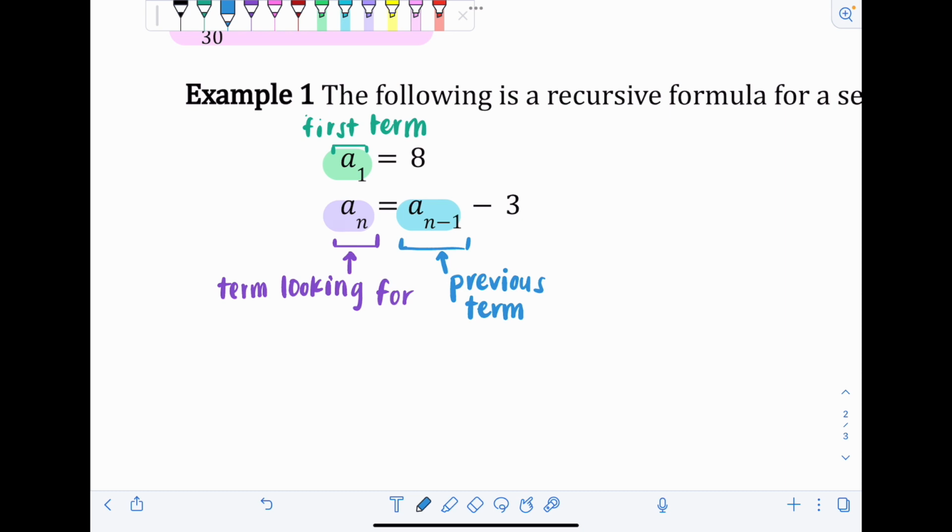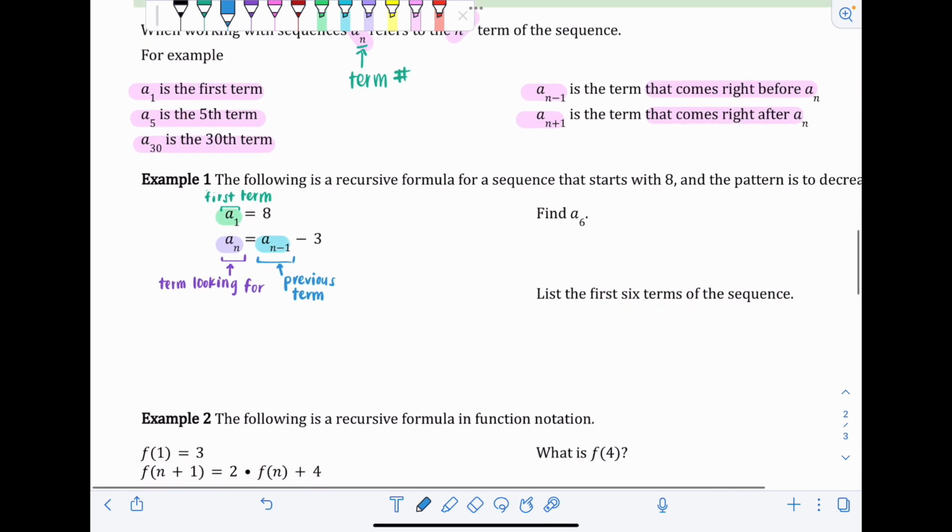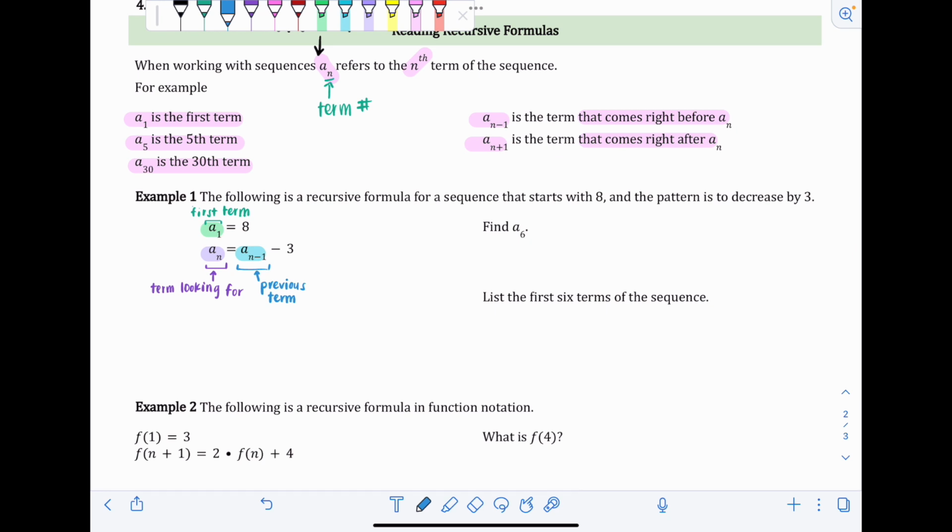And then just know, with recursive formulas, which is this whole section 4.3, there's always 2 parts. So this isn't just specific to this problem. There's always the first term listed first, and then the rest of the rule is listed second.